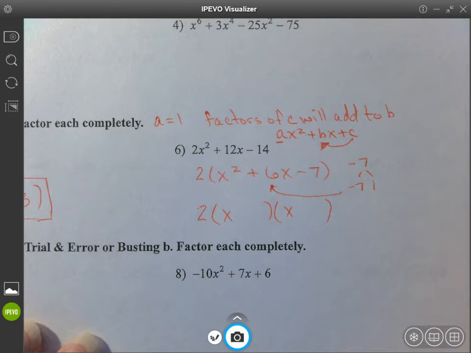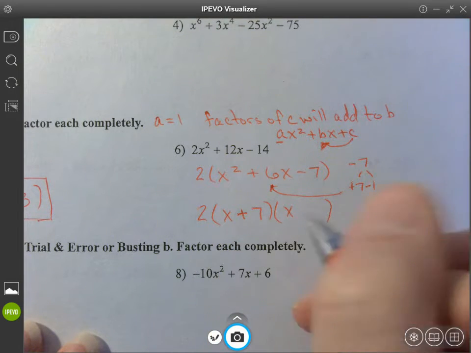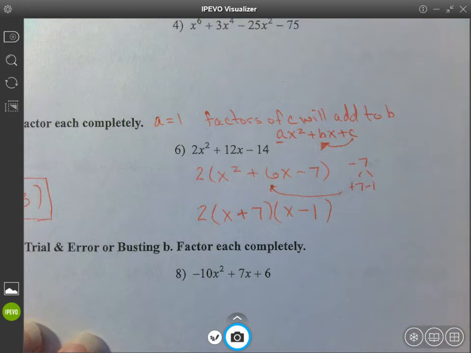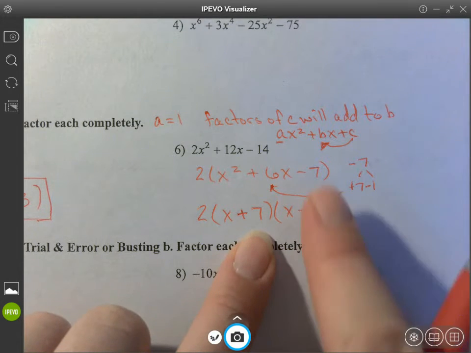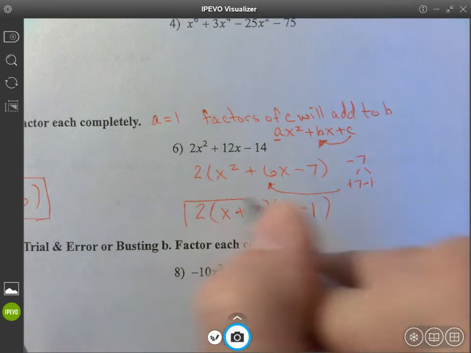What do I need? Positive 7, negative 1. So wrong sign, change signs. Right number, wrong sign. So double check yourself. We have the negative 7. The outside and inside adds up to our 6x.